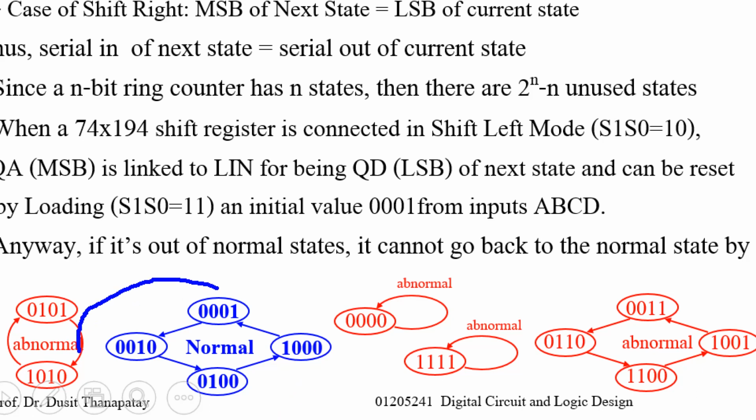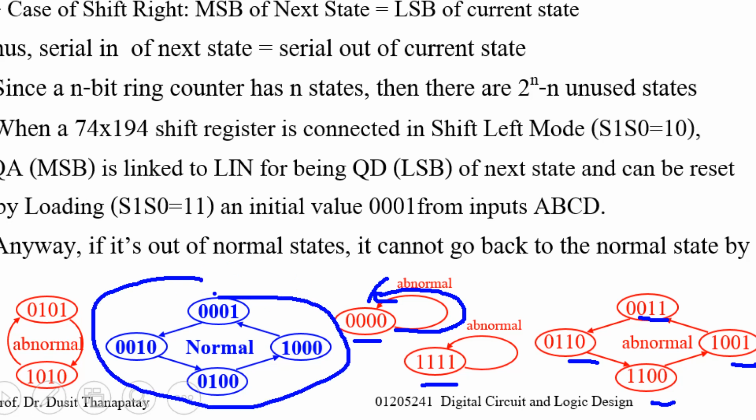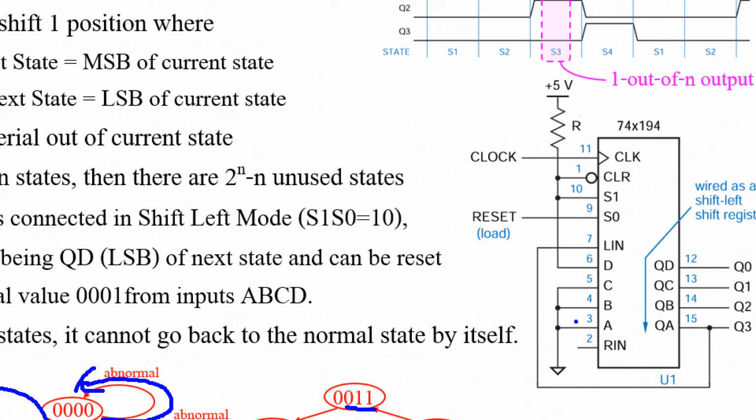For the normal state we have 4, and this unused state. Your machine is lost to the unused state. It cannot go back to the normal state by itself. You need to reset.